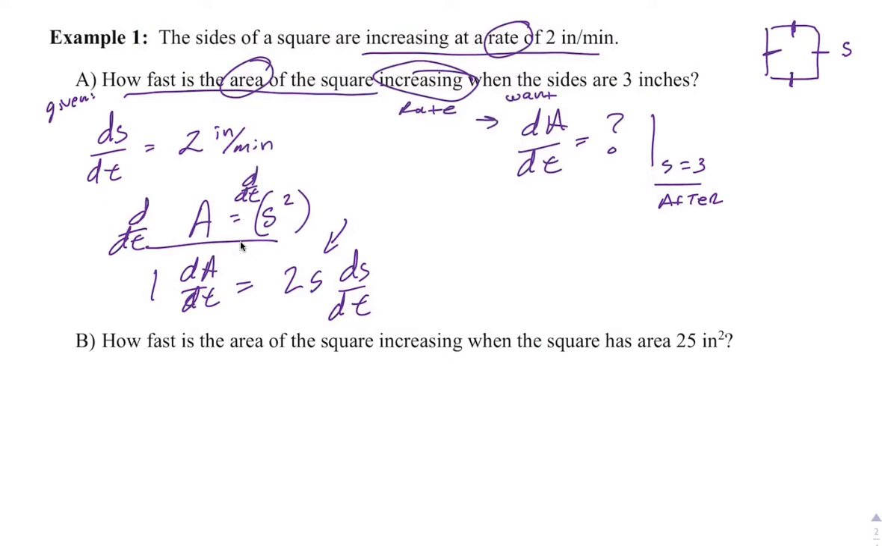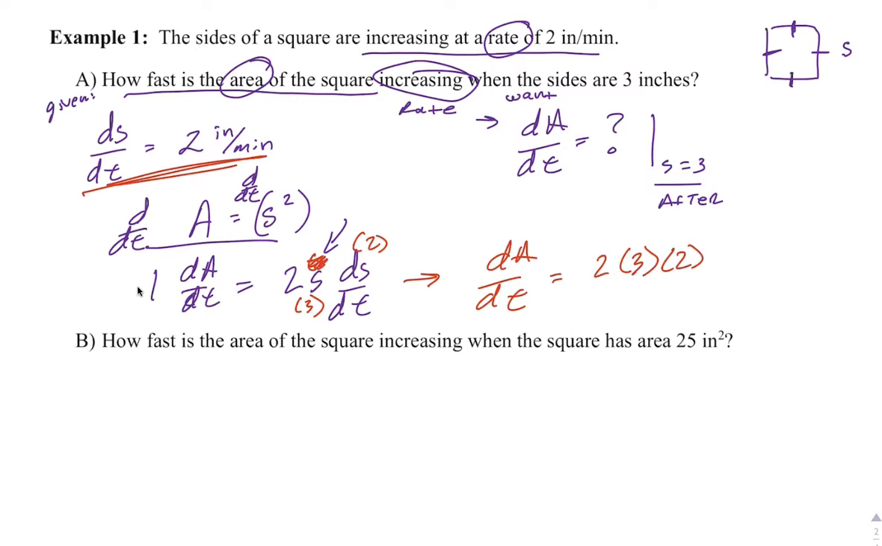I have ds/dt is 2 inches. Almost plugged in for the wrong thing. It goes here. I have s is 3 inches, so that goes in for s. And I'm looking for dA/dt. So I have this: dA/dt equals 2 times 3 times 2, also known as 6 times 2, which is 12. Now I have to have my units.